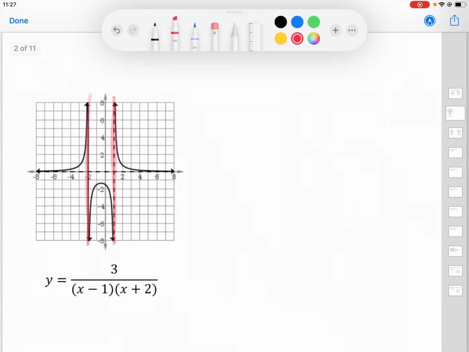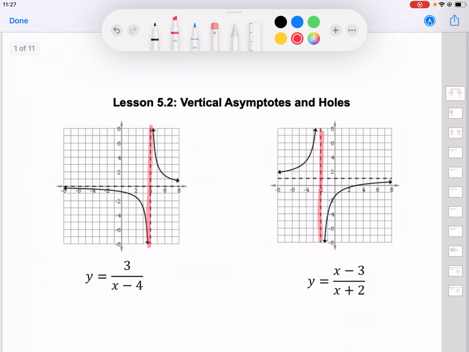If I go back to this one, there's two of them. That's the 0 of both of these factors, 1 and -2. And then if I go back to the original, the 0 of x minus 4 is 4, 0 of x plus 2 is -2. The reason that happens is because vertical asymptotes are defined as x values that create an undefined equation. So it's where the denominator is actually equal to 0.